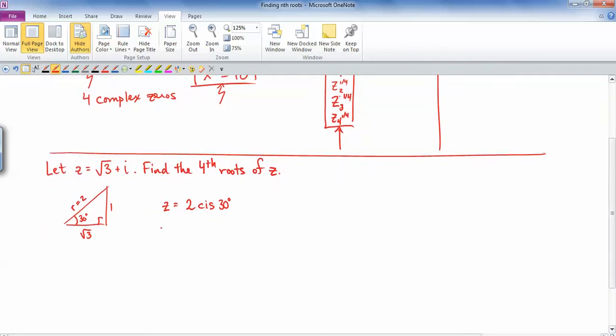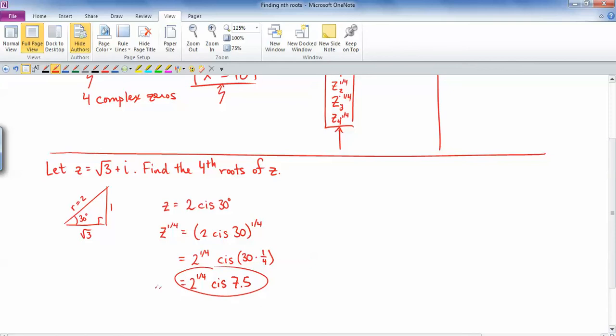Now, if I were to take the 4th root of that, z to the 1/4, that's 2 cis 30 to the 1/4, and we can use de Moivre's theorem, which says this turns into 2 to the 1/4 cis 30 times 1/4, which is 2 to the 1/4, or the 4th root of 2, cis 7.5. But that's really only one number. That's just one answer there. We're supposed to get 4 of them. So this method's not quite going to work.